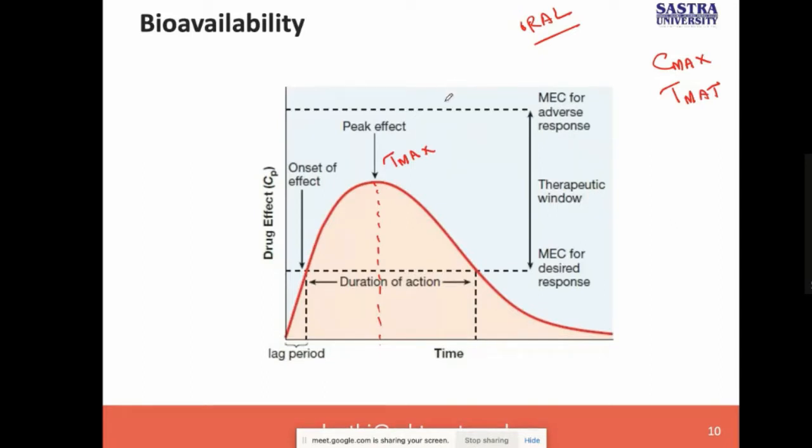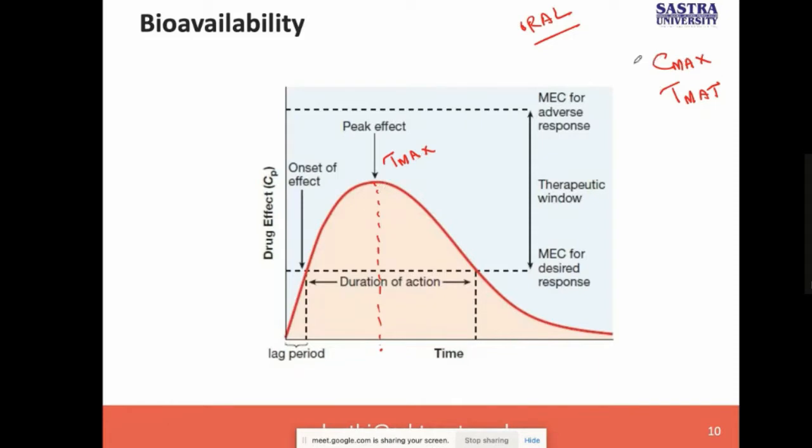Maybe the maximum concentration of drug molecule in plasma, sir. You have to complete the answer. Yeah, that is closer to correctness. T max, I have labeled as time. Time is important. The time at which we have the maximum concentration is what is called the T max.